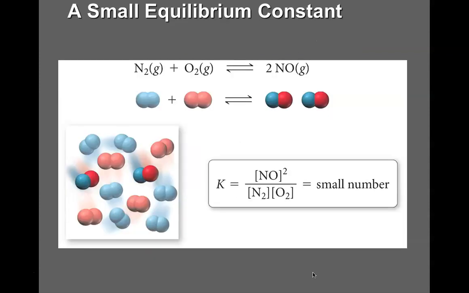So here's an example of nitrogen and oxygen making nitrogen monoxide. You can see from the drawing on the left, only a couple molecules of nitrogen monoxide, but a lot of the reactants. So products over reactants raised to their coefficients, going to be a small number. Questions on the equilibrium constant or law of mass action?